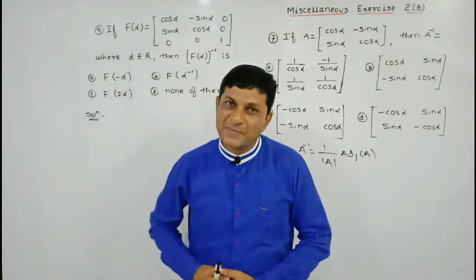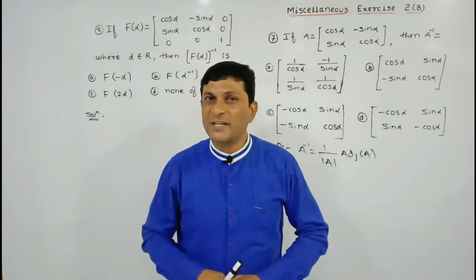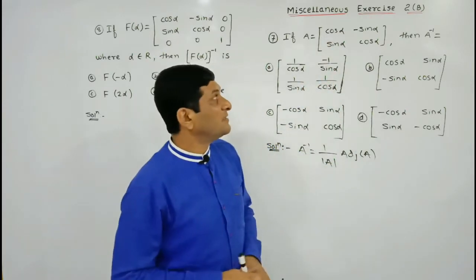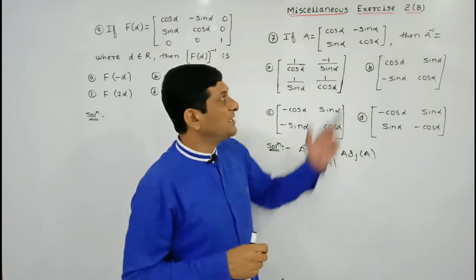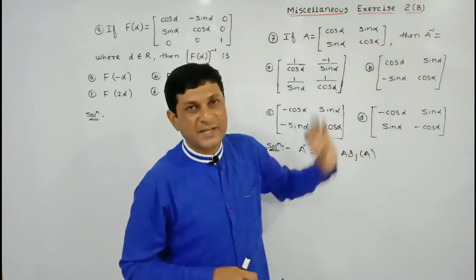Now see question number 7. In question number 7 one matrix is given to us and we have to find the inverse of this matrix. But here in this question, the minus is not there. If you observe the question very carefully, so I am modifying this question.